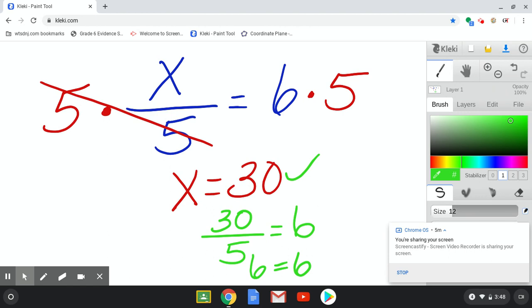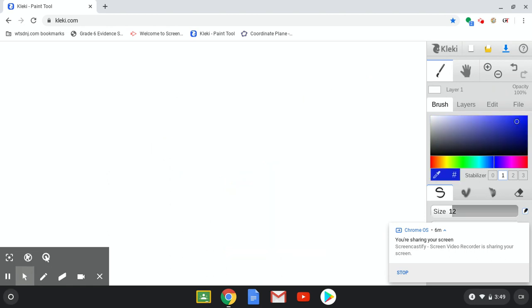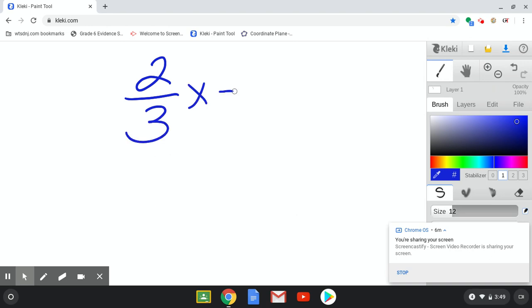Okay, now I just wanted to show you one other problem. If you have a fraction with a variable to get rid of it, that's where we're going to use our reciprocal. We did one of those last week, but let's try one of those. Okay, so if we had, let's say, 2/3 x is equal to 4/5. Now, if we have a fraction next to a variable, we want to get rid of the fraction by multiplying both sides by its reciprocal.